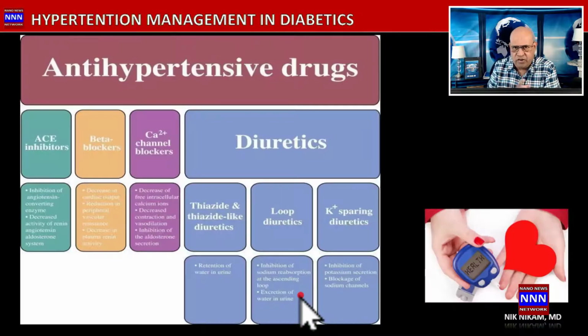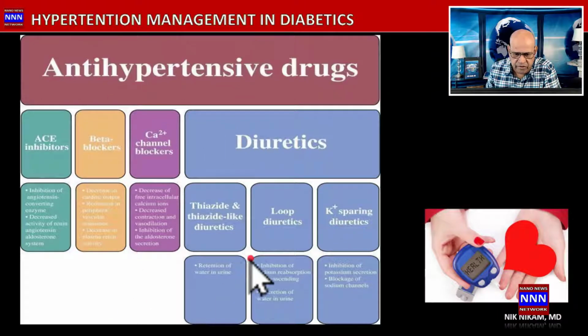Let's talk about drugs. There are various kinds of drugs available for treatment of hypertension. We need to be familiar with these. First of all, we have the diuretics. They belong to the thiazide type of diuretics. Then we have the loop diuretics. The third group is the potassium-sparing diuretics. On the other side, we have the ACE inhibitors or ARBs. We have the beta blockers. We have the calcium channel blockers. We also have alpha blockers, centrally acting alpha blockers.